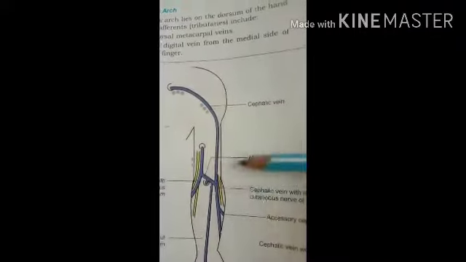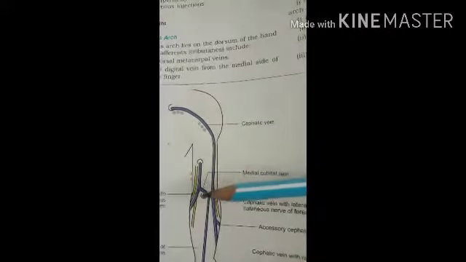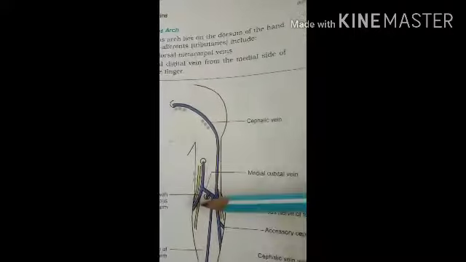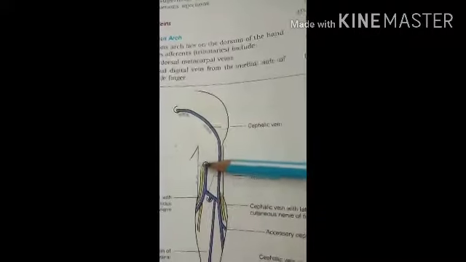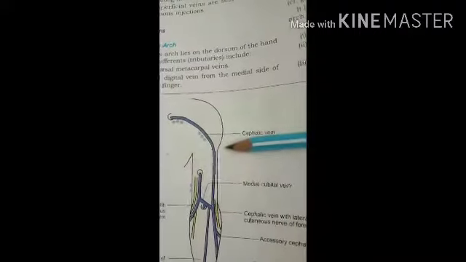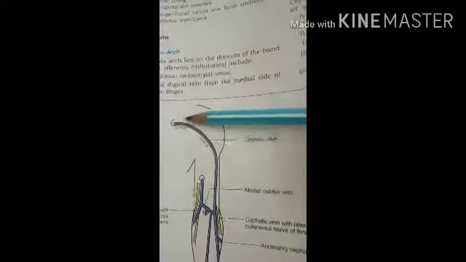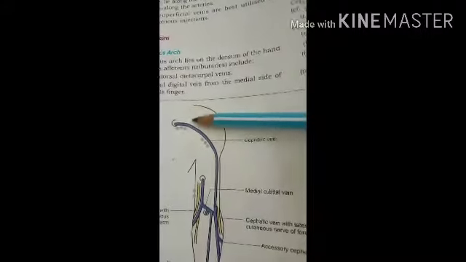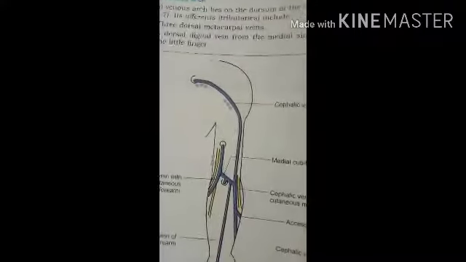Here you can see the median cubital vein, which goes upwards and medially to join with the basilic vein. After crossing the elbow, the cephalic vein continues along the lateral aspect of the arm and the front of the shoulder, and it joins the axillary vein. Here you can see it enters and joins with the axillary vein. So that is the cephalic vein.